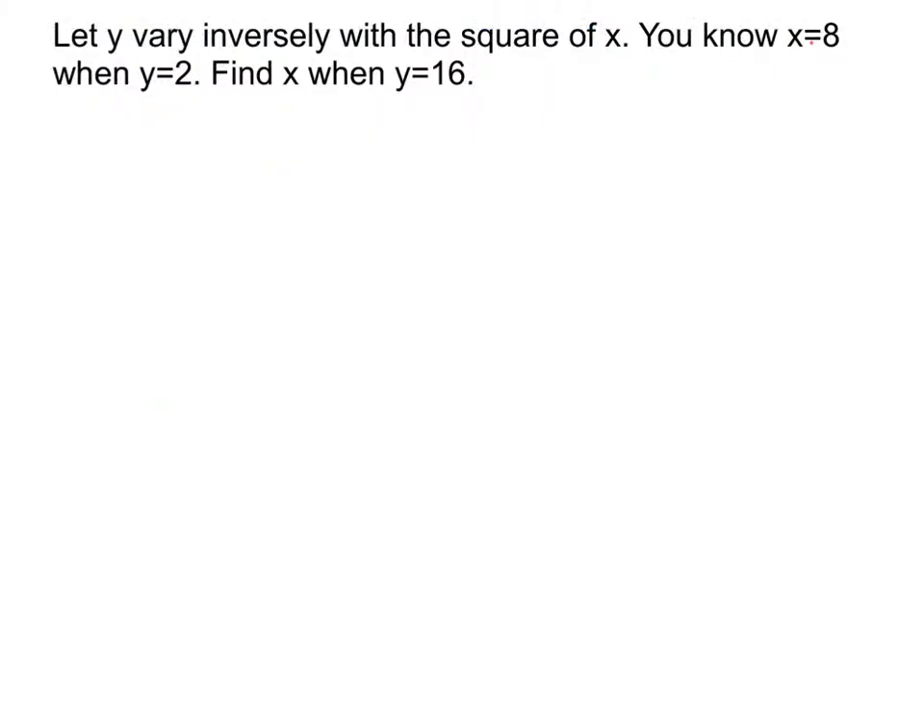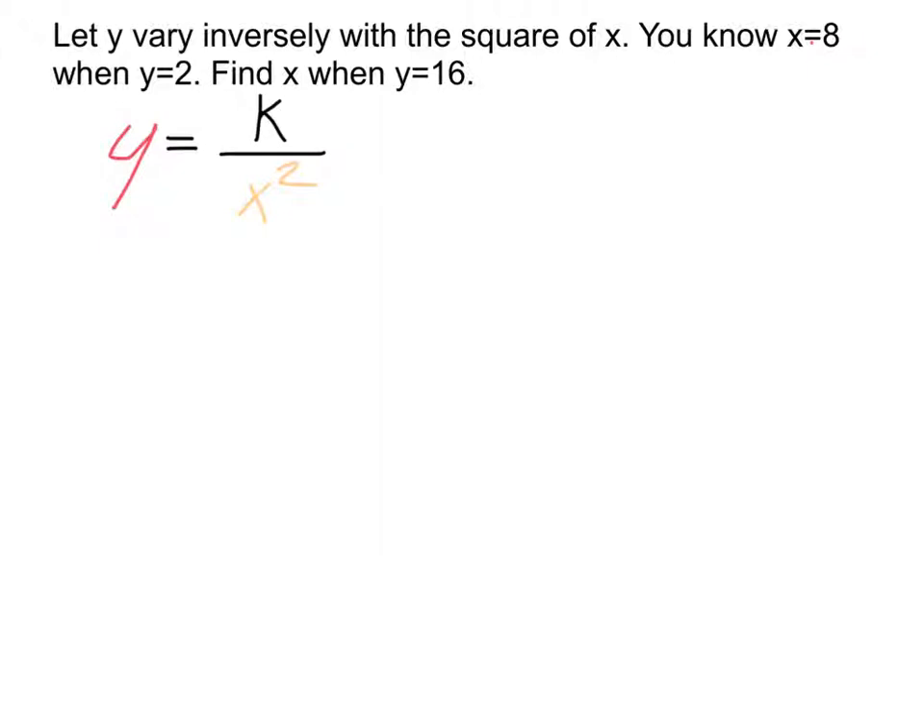So let's try and solve this problem. The first thing they're telling me is let y vary inversely with the square of x. So I'm going to go ahead and write that out. Y is varying inversely with the square of x. So I'm going to think about my inverse variation formula, but instead of just doing k over x, I'm going to do k over x squared, since we're talking about inverse variation with the square of x.